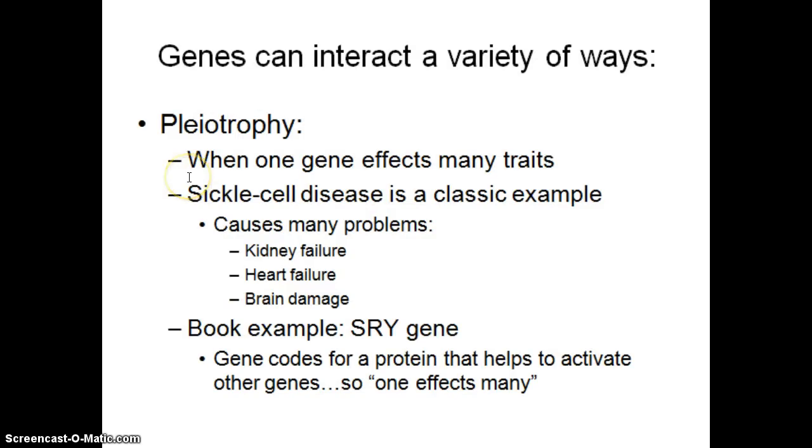Pleiotropy is almost the opposite of polygenic. Polygenic is many genes contributing to one trait. Pleiotropy is when one gene affects so many traits. So sickle cell disease is a classic example of this. It's one gene on a chromosome, but if you have that gene for sickle, you're going to have so many problems, manifested as kidney failure, heart failure, brain damage, and some other things. In the book, they use an example of the SRY gene that codes for a protein to activate other genes, so that has many, many effects.